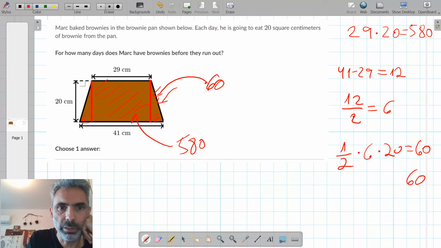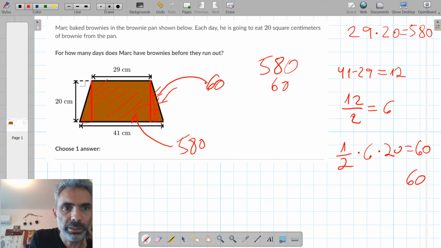So in total we have 580 plus 60 for this triangle and another 60 for this triangle. Let's see that I made this calculation right. 41 minus 29 is 12. The distance between 30 and 40 is 10. We have one here and one here, so it's 12.